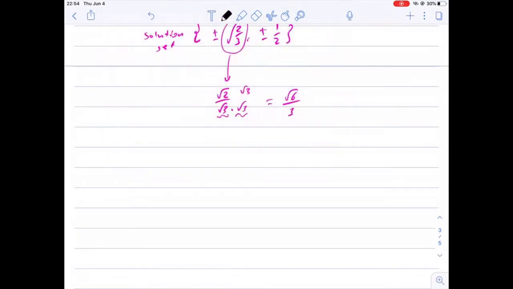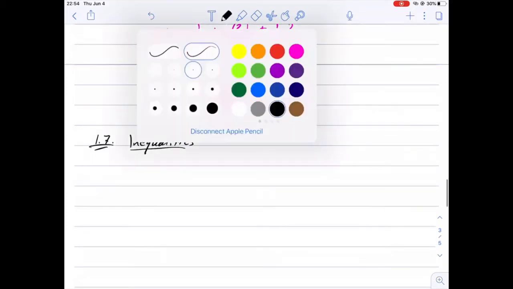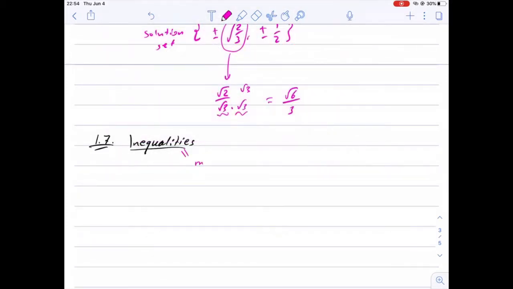Now the second part of the lecture is inequalities. That's 1.7, inequalities. What do we mean by inequality? Inequality is a mathematical expression that includes one of the following signs: greater than, less than, greater than or equal, or less than or equal.